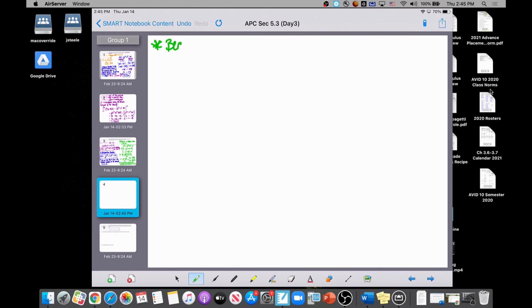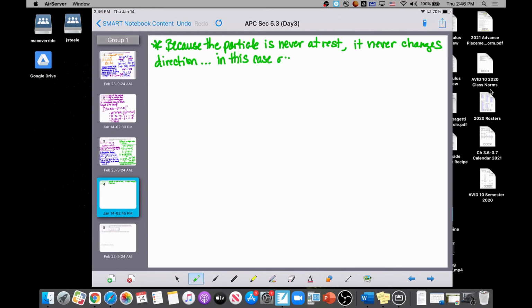Because the particle is never at rest, it never changes direction. In this case, it is always moving in the forward direction. Okay, and so because of this, our distance traveled and our displacement will be the same.